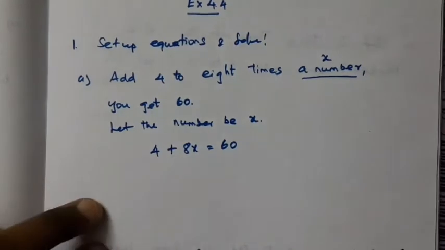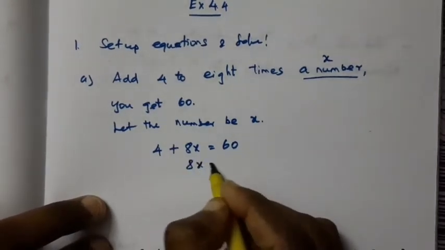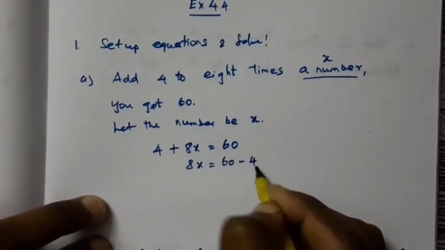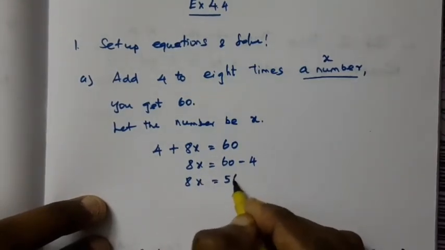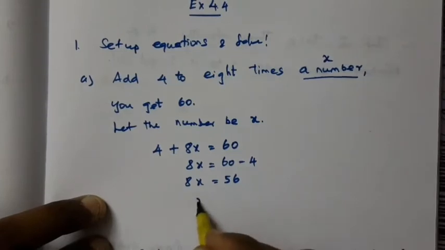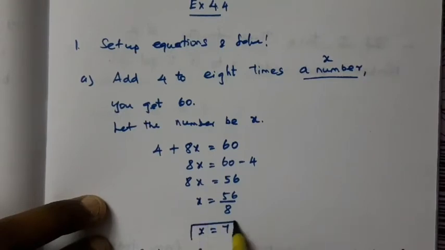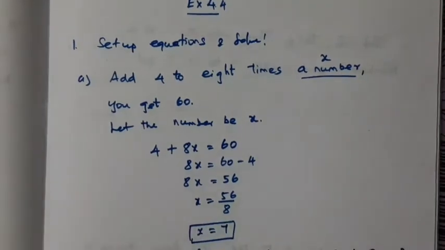So this is the equation. 8x equal to 60 minus 4. 8x equal to 56. So x equal to 56 divided by 8. So x equal to 7.